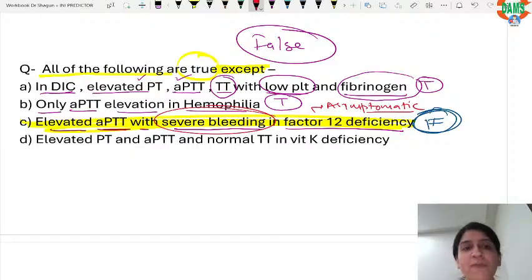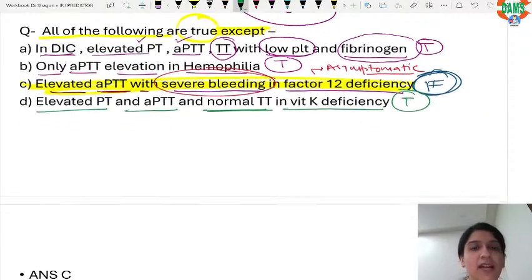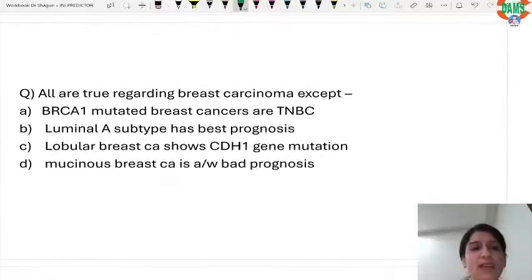Clear to everyone? Now just for completion purposes, the last point is elevated PT and APTT and normal TT in vitamin K deficiency. Yes, that is absolutely a true statement. Clear to everyone? The correct answer is option C, because factor 12 deficiency patients are asymptomatic. They will not show severe bleeding. Done. Okay, now let's move ahead.